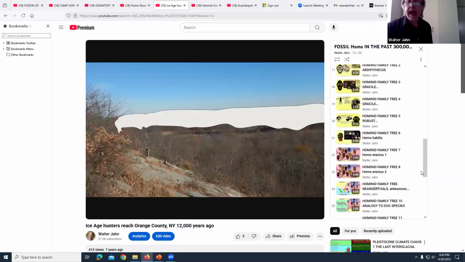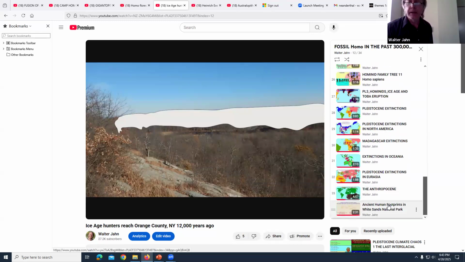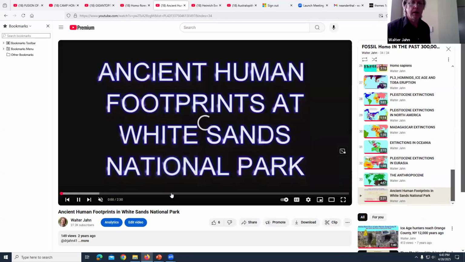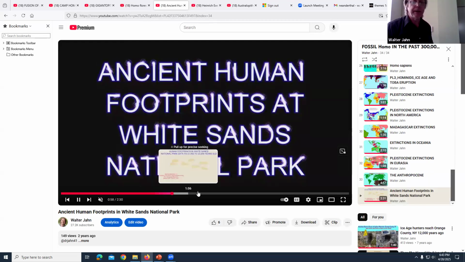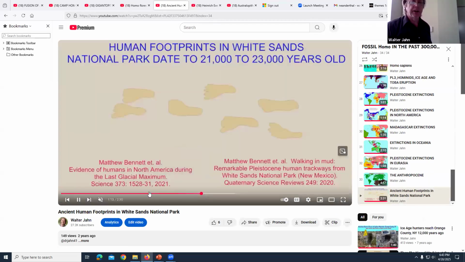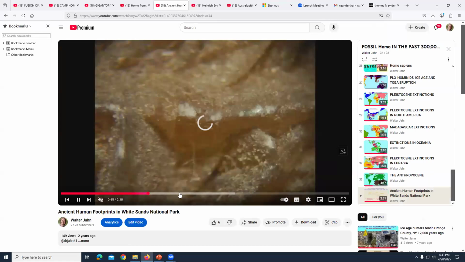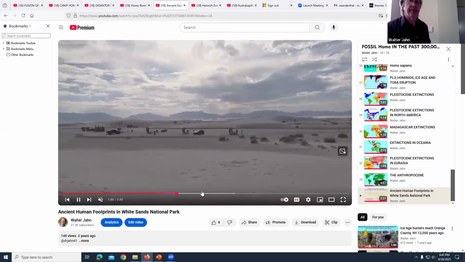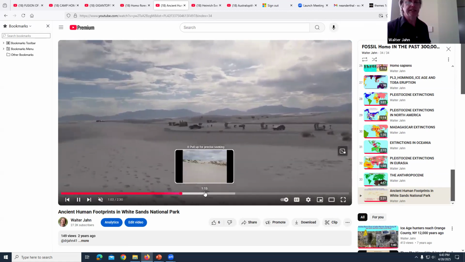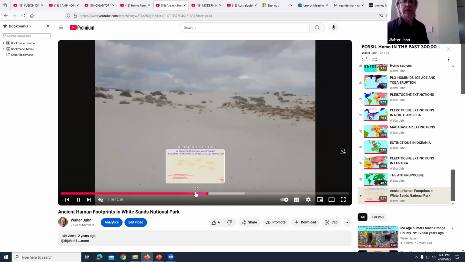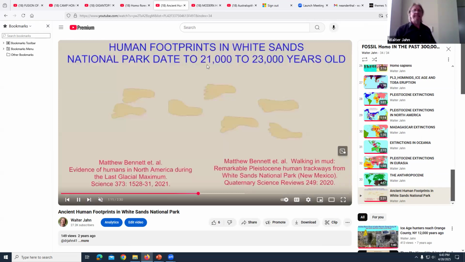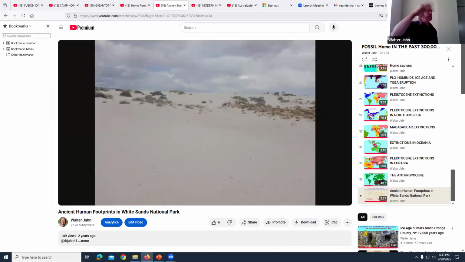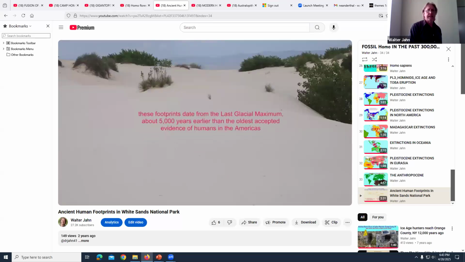And if you go to White Sands National Park, they had just made a discovery. I'll show you what White Sands National Park in the southwestern United States looks like. I think New Mexico. I forget when I was there. They say footprints dated from 20 to 23,000 years ago. So the Americas were colonized last of the large continents.